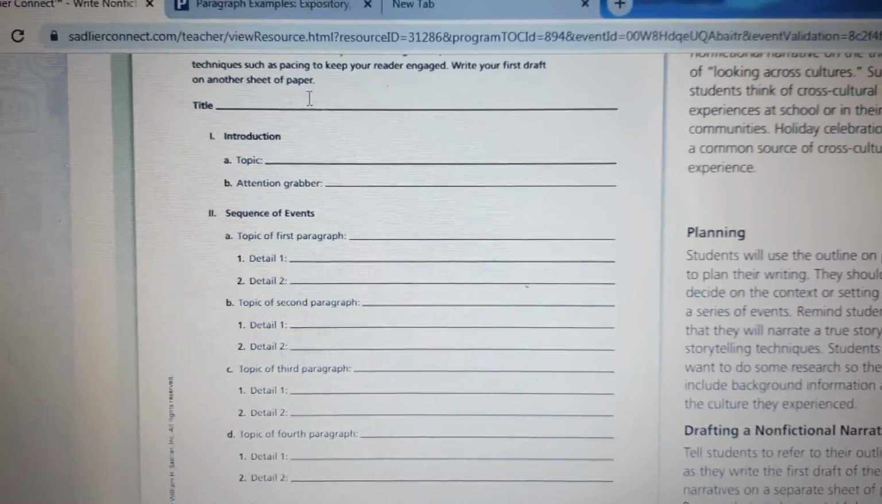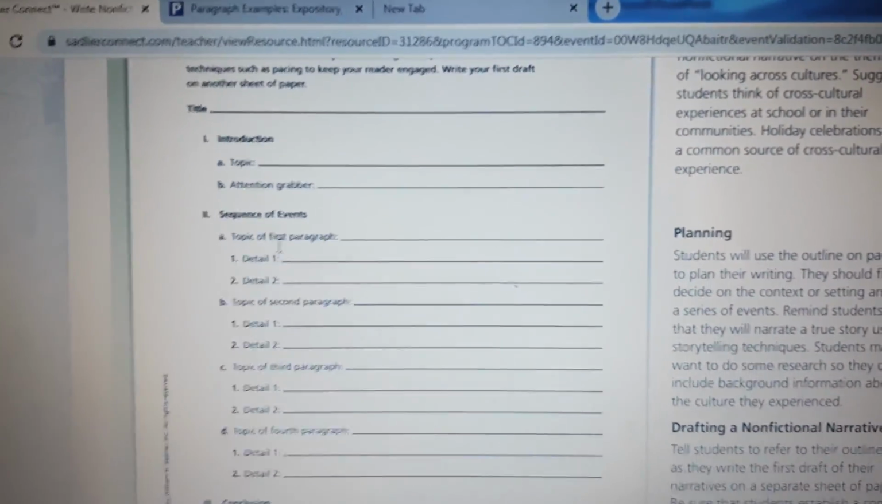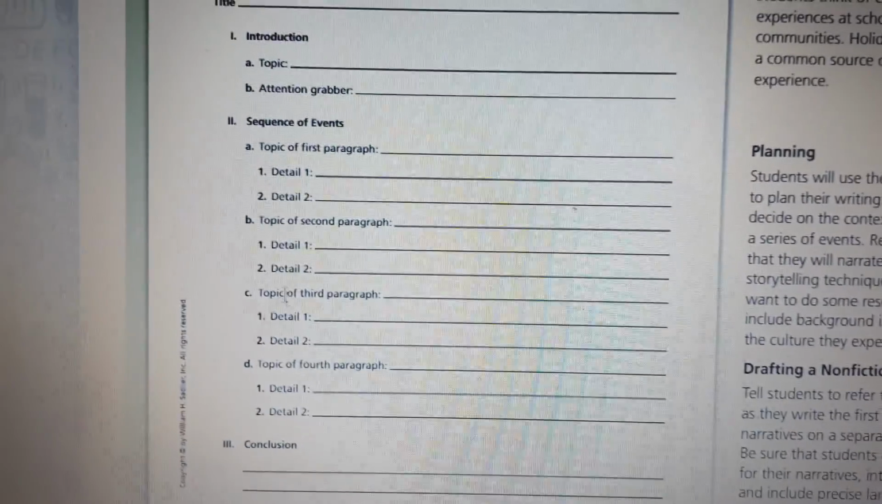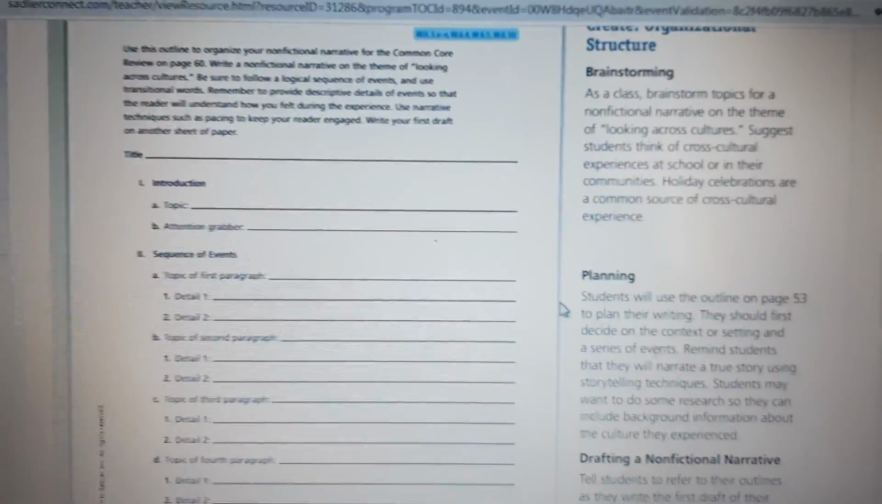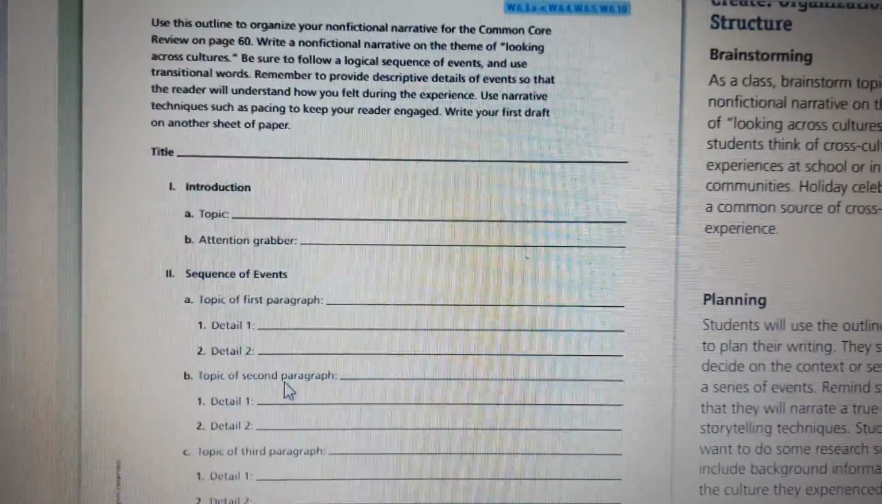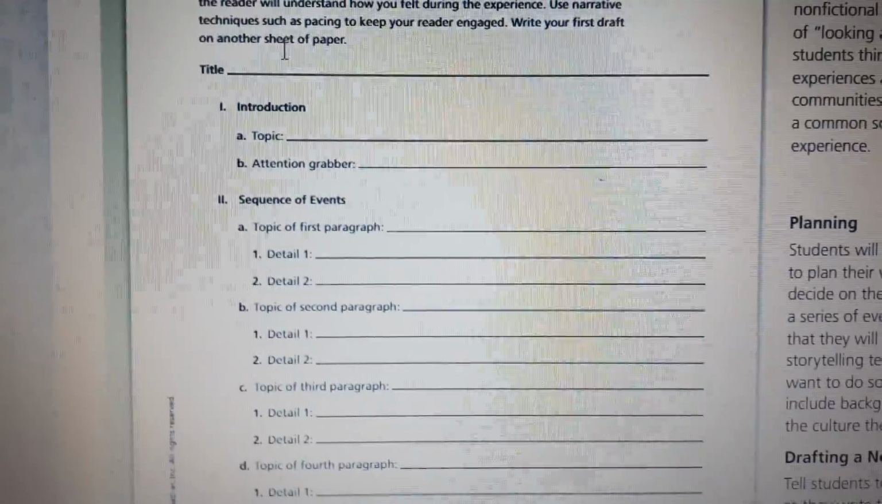Okay, we have title, introduction, topic, and details. I want you to write a short story. Okay, here is another form I want to just show you.